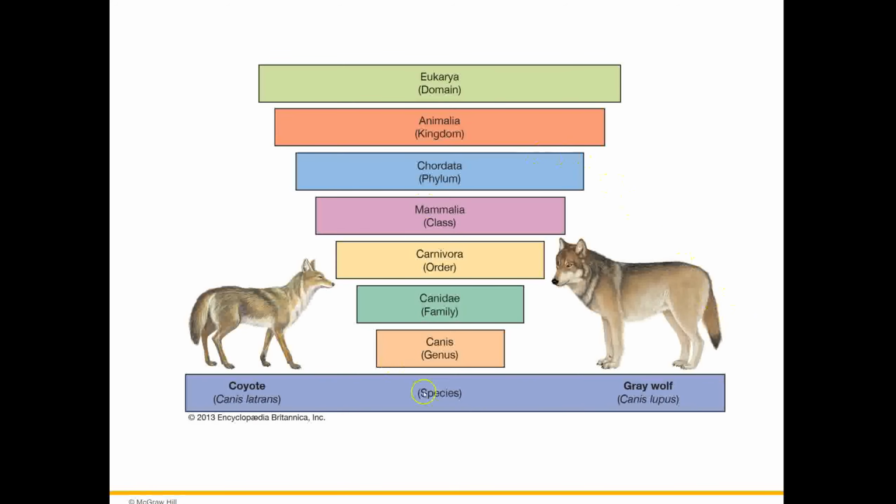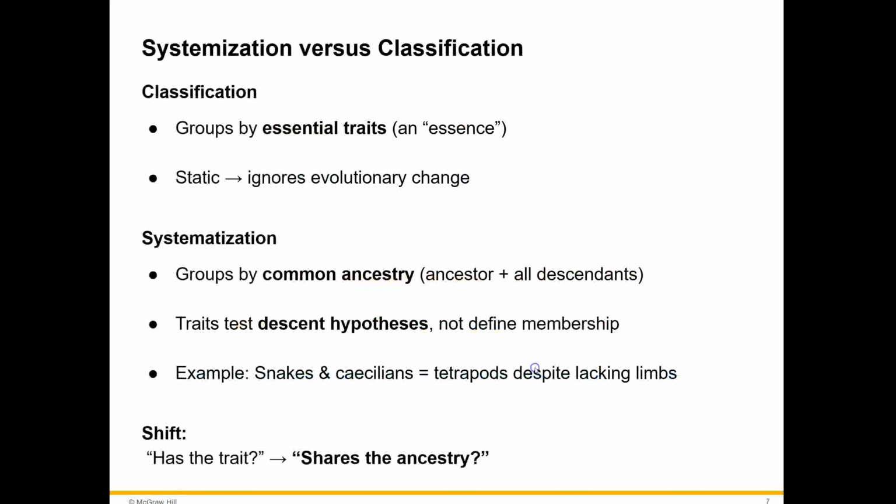And, you know, we're familiar with this scheme. This is all Linnaeus. Domain, kingdom, phylum, class, order, family, genus, species. This is Linnaeus. His work persists to this day.